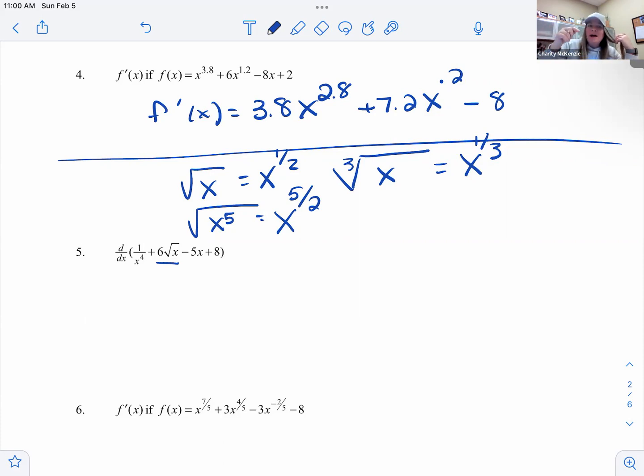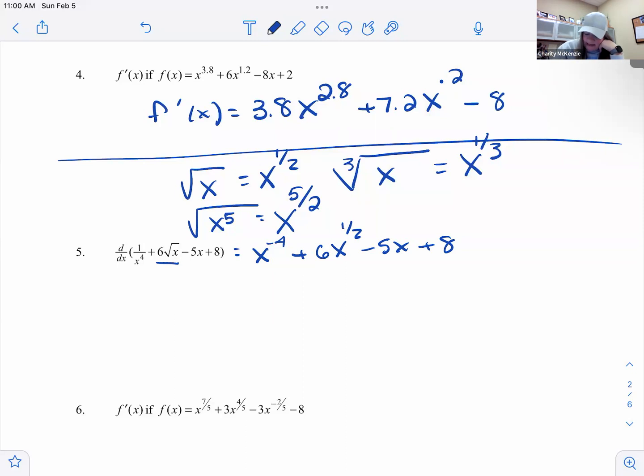So when I look at what I have, I want to rewrite all of this inside as the first one. I want to write it to the -4 because it's in the denominator. I need it to move to the numerator. So it becomes x to the -4. And then plus, this is going to become 6x to the 1/2 power. And then the rest is already written pretty. So you have to write them prettier so that you can use your power rule.